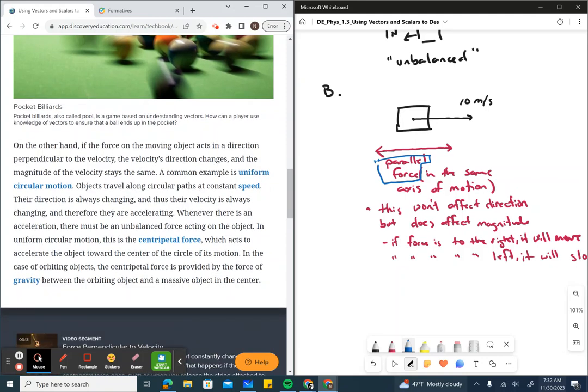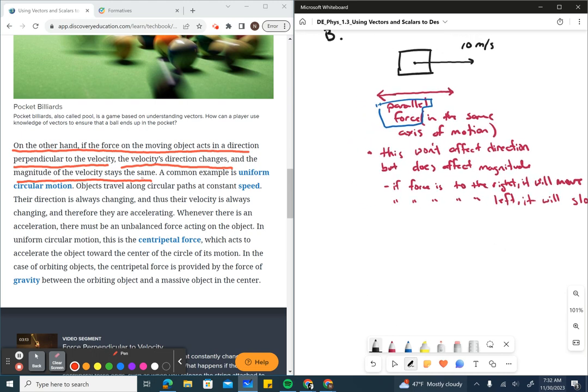Okay, so I think they're setting us up here. On the other hand, if the force on the moving object acts in a direction perpendicular to the velocity, the direction changes and the magnitude of the velocity stays the same. Okay, so let's see here.